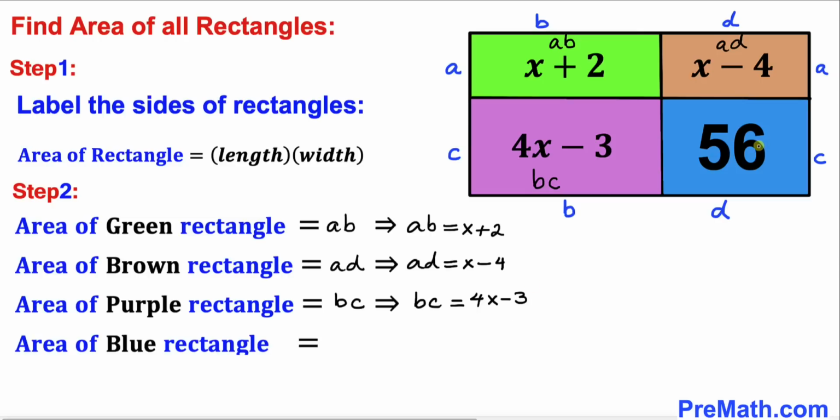And finally, let's focus on this blue rectangle, and its area is going to be C times D. The area has been given to us as 56 square units. Therefore, I can equate it. I can write C times D equal to 56. Let me call this equation number 1, this equation number 2, this equation number 3, and this equation number 4.